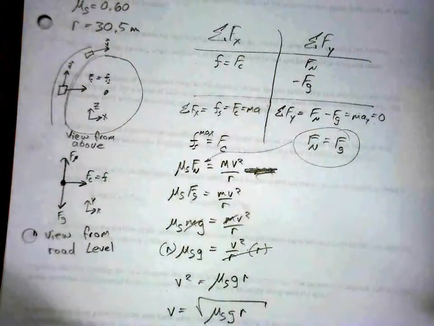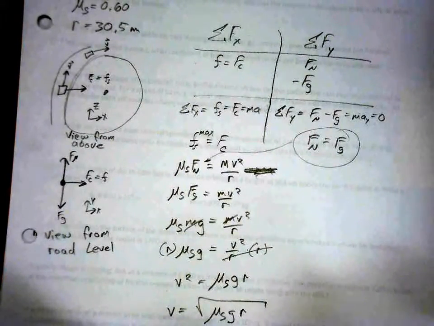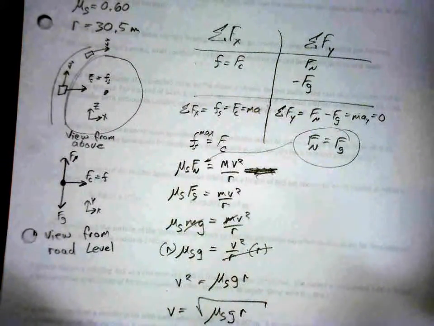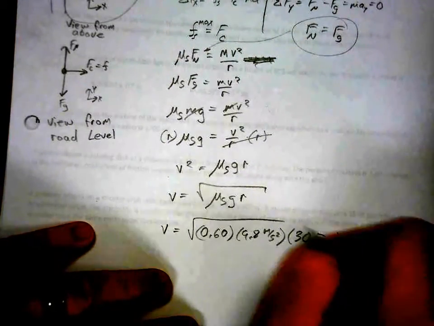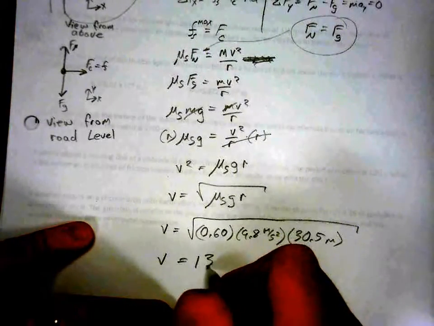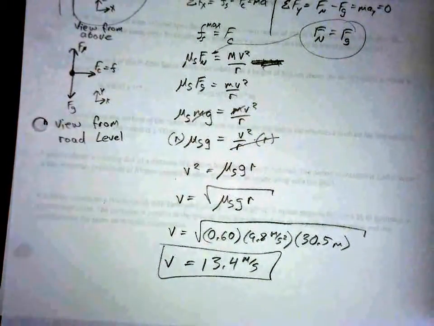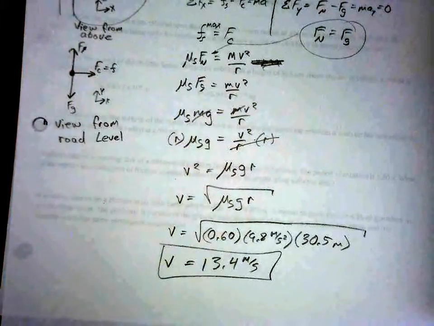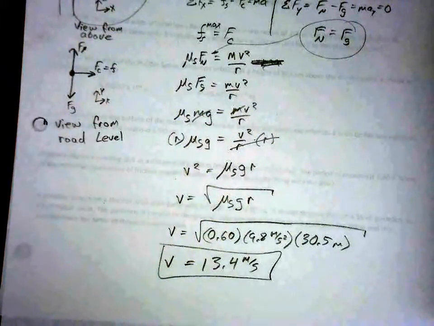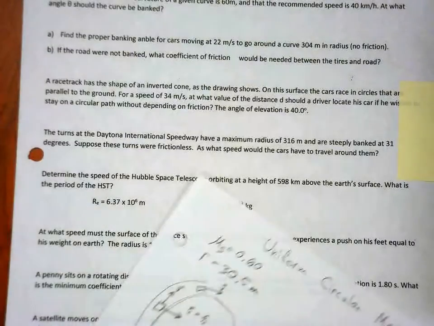Which equals 0.60 times 9.8 meters per second squared times 30.5 meters. Whoops, I'm off the page, I'm sorry. Evaluate all that. The answer is 13.4 meters per second. All right. Moving on to the next one. Well, I guess I'll just use the back.